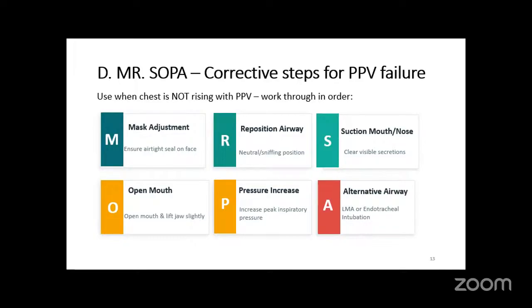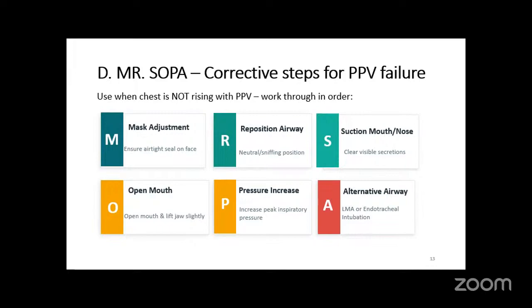Next, P. We increase the pressure. Maybe the pressure you are trying to deliver to the child is not enough for him. He needs more. So we increase the pressure. With our T-piece resuscitator, there is the pressure gauge. The T-piece resuscitator, which we have on our unit, comes with the pressure gauge with which you can regulate the amount of pressure you are delivering to the child.